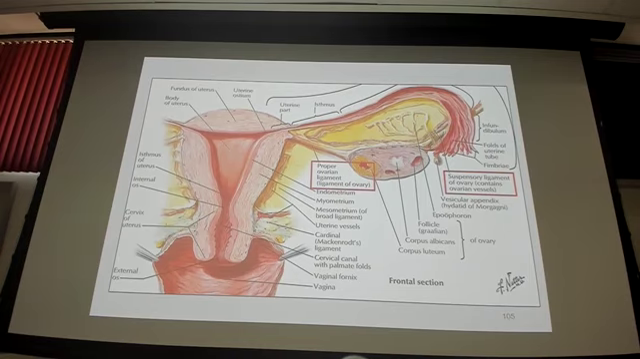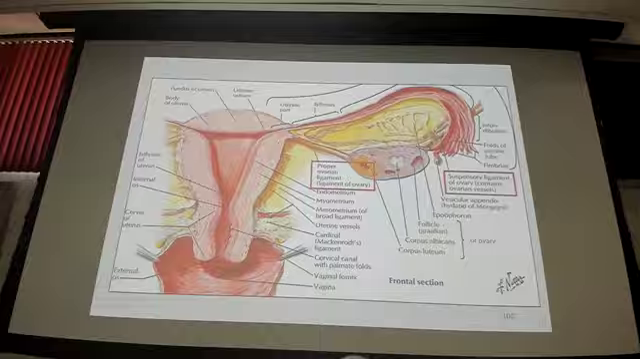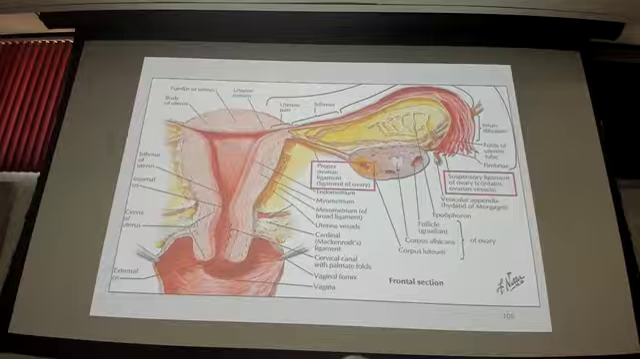So, you have the ovarian ligament, like it says, it is just the ligament, okay? That is not a tube, that is not a pathway, that is not where the egg goes once it's ovulated. That is a ligament. It's just holding the structure in place, okay?